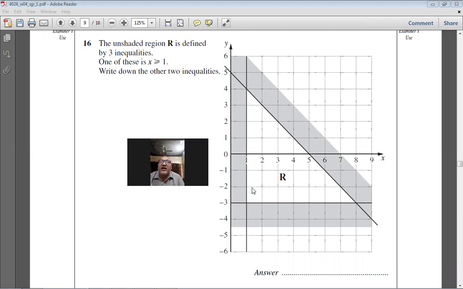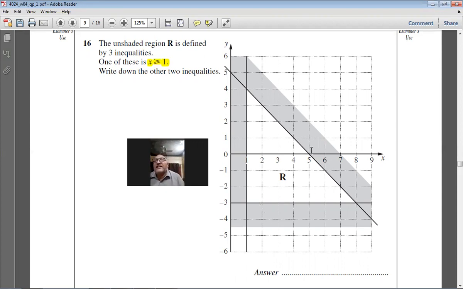That's the region R, and it is bound by 3 lines. This one is a horizontal line, its equation is y equals -3. This line is a vertical line, so its equation is x equals 1, and then we have this other line. I don't know its equation, so we will find it first. The inequality for the vertical one is given: x is greater than or equal to 1.